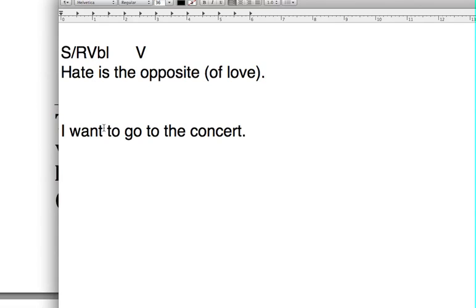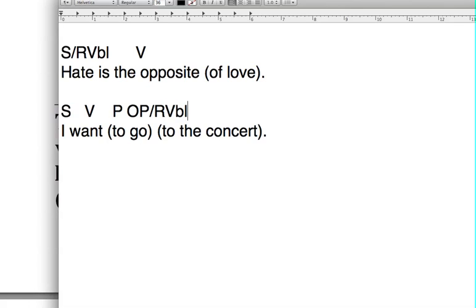I want to go to the concert. Well, I is the subject here. What do I do? I want. Okay. And now we've got a preposition, to go. And then we've got to the concert. So we've got two prepositional phrases here. And the first one, go, we know is a verb. I go, I can go, right? And so again, in this case, the P is to, the preposition is to, the OP is go, and that OP is also an RVbl, root verbal, okay?